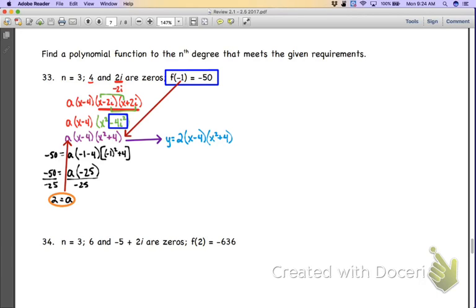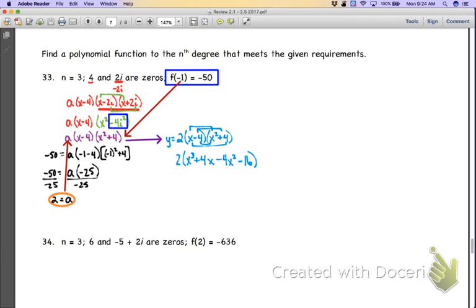I'm not going to worry about that 2 until the very end because it's just going to be easier that way. So if I take x and x squared, so I'm just going to have the 2, I'm going to have x to the third plus 4x minus 4x squared, and then minus 16.